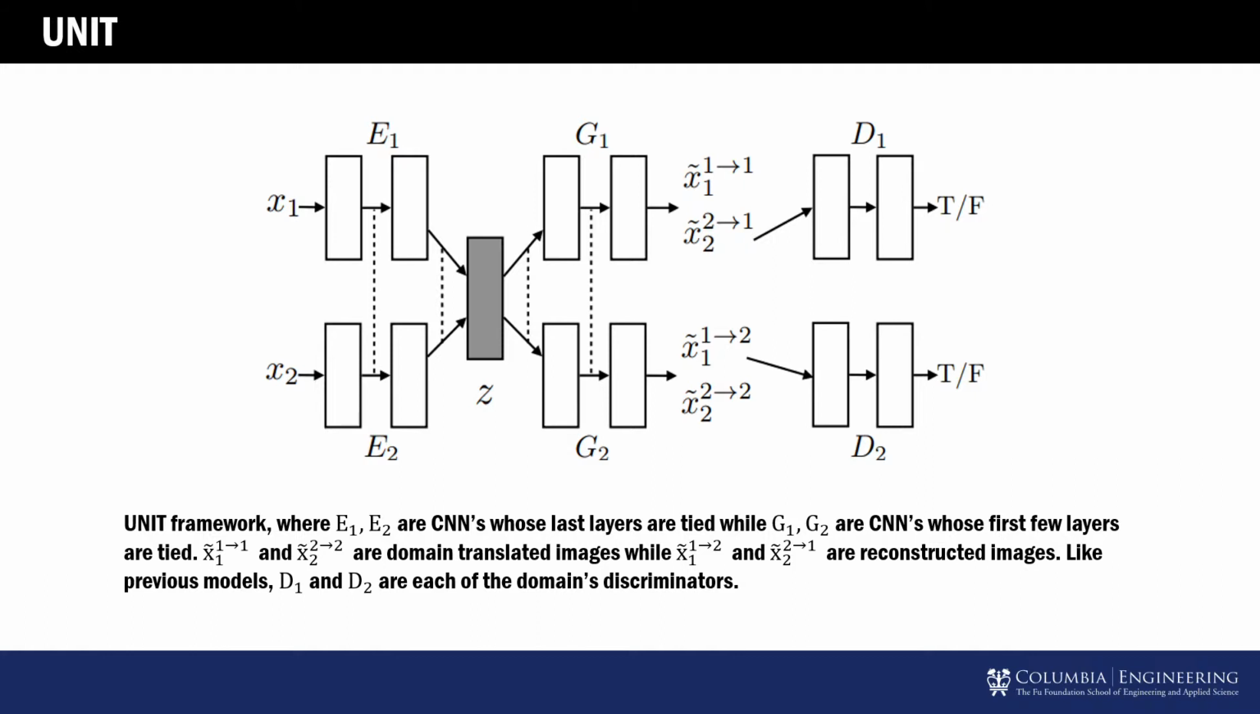You also have X tilde 1 to 1 and X tilde 2 to 2, which are domain translated images, while X tilde 1 to 2 and X tilde 2 to 1 are reconstructed images. And like the previous models, we also have discriminators D1 and D2. With this framework, we're actually now working with 8 neural networks.